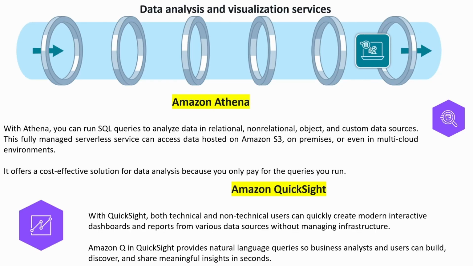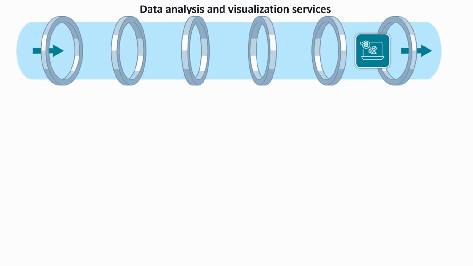With QuickSight, both technical and non-technical users can quickly create modern interactive dashboards and reports from various data sources without managing infrastructure. Amazon Q in QuickSight provides natural language queries so business analysts and users can build, discover and share meaningful insights in seconds. Next up is Amazon Redshift.